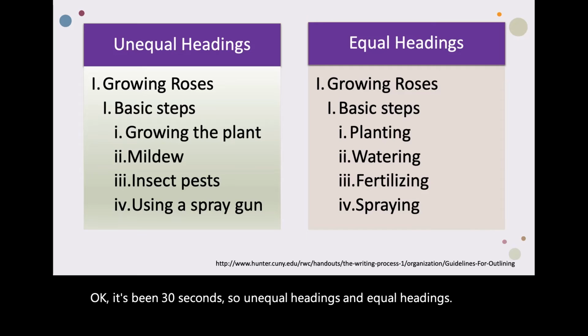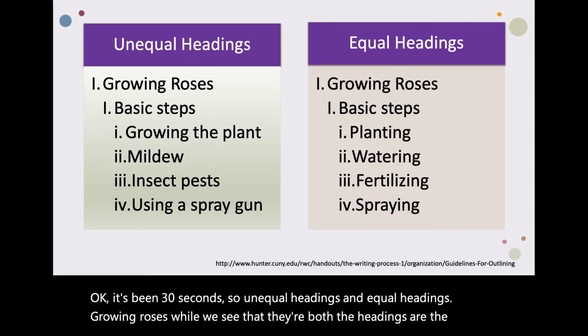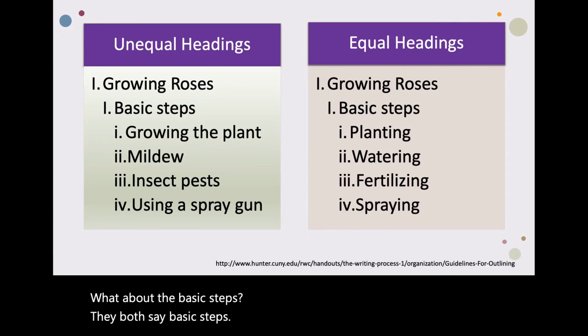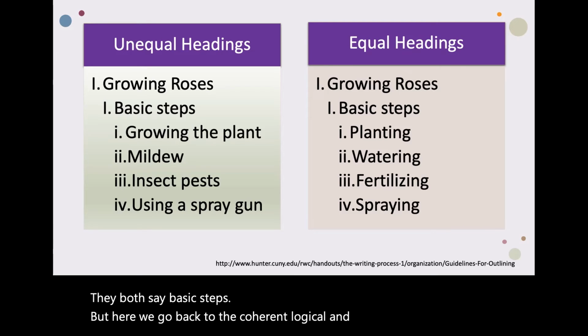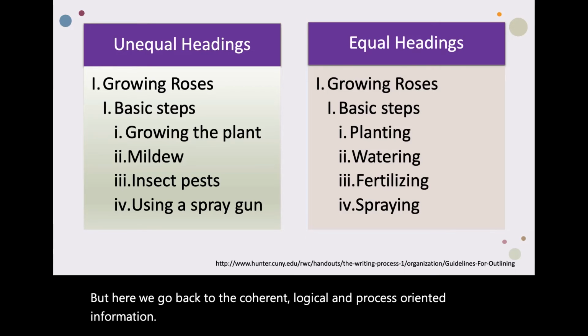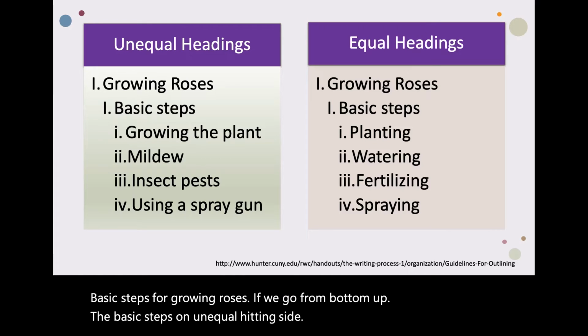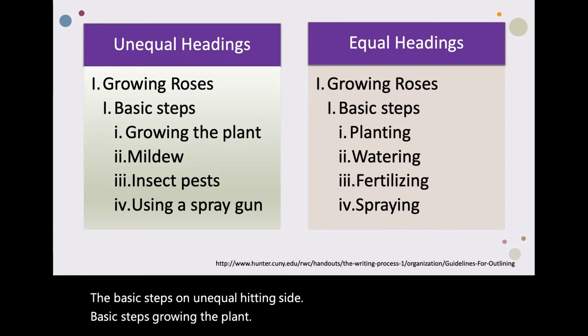Growing roses. Well, we see that the headings are the same. What about the basic steps? They both say basic steps. But here we go back to the coherent, logical, and process-oriented information. Basic steps for growing roses. If we go from bottom up, the basic steps on the unequal heading side. Well, basic steps, growing the plant. That's not really clear. It actually is more of a process in itself.